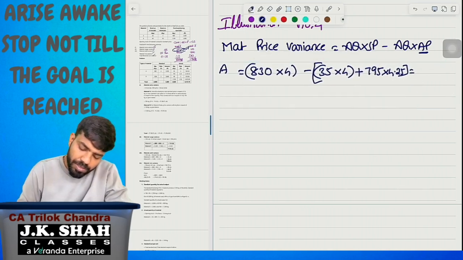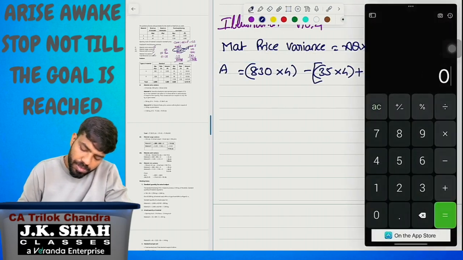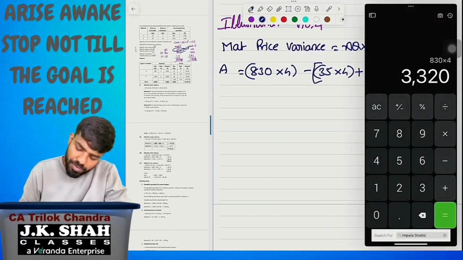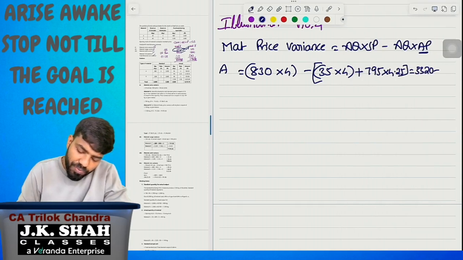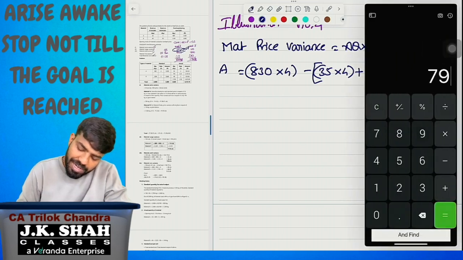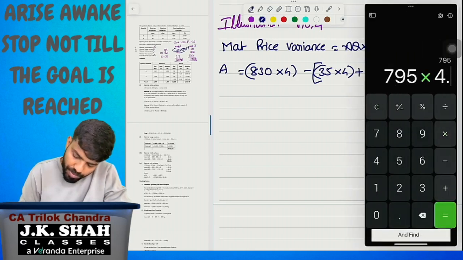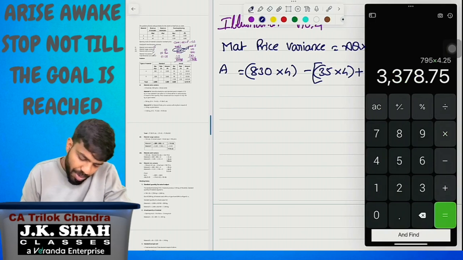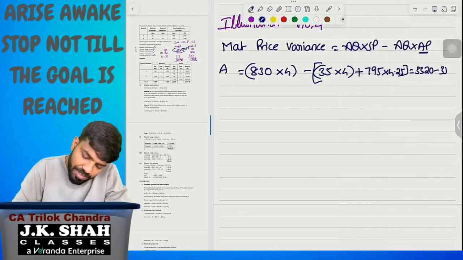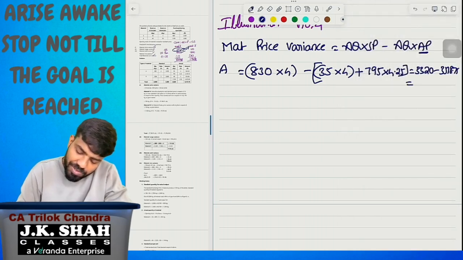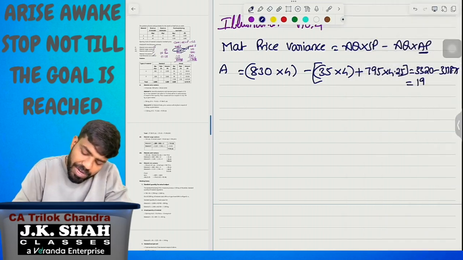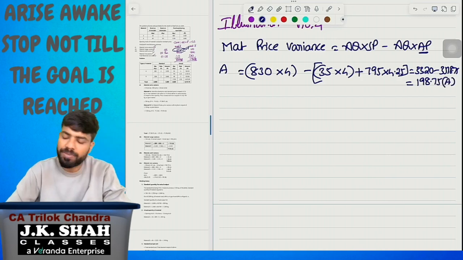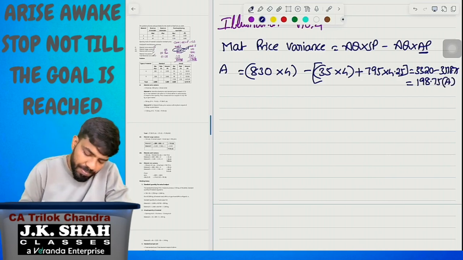830 into 4 equal to 3320. 3320 minus 35 into 4, 140. 795 into 4.25 equals 3378.75. Plus 140 equals 3518.75. 3518.75 minus 3320 equals 198.75 negative. 198.75 negative. So adverse. 198.75 negative, adverse. Okay. Now we'll do it for B.